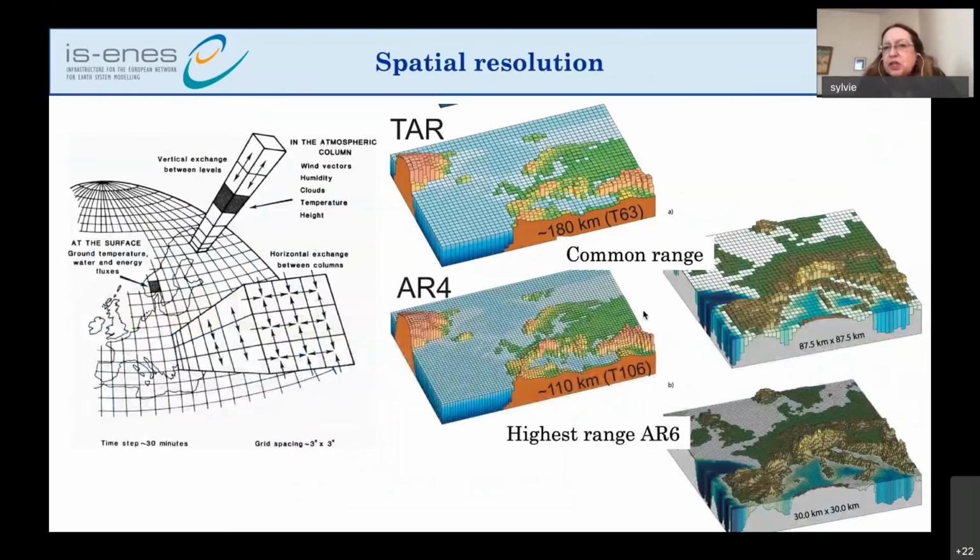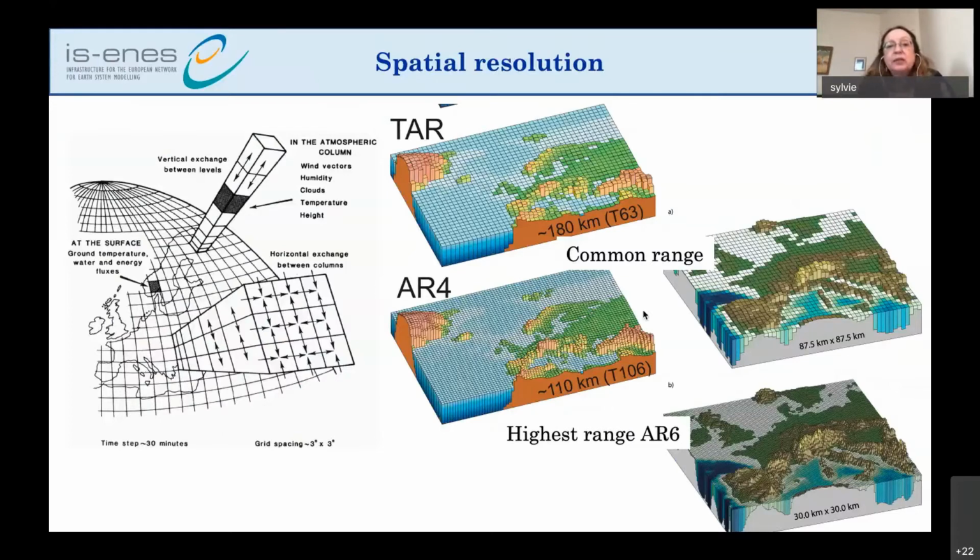On the spatial resolution, because those models take the equations, they are discretized over grids. So the atmosphere and the ocean are divided into grid boxes. In each grid box, you will have a mean temperature, mean precipitation, a mean wind, mean pressure, and you will compute the exchanges with the neighbors. In the TAR, so that's 2007 time, the highest resolutions were in the range of 180 kilometers.